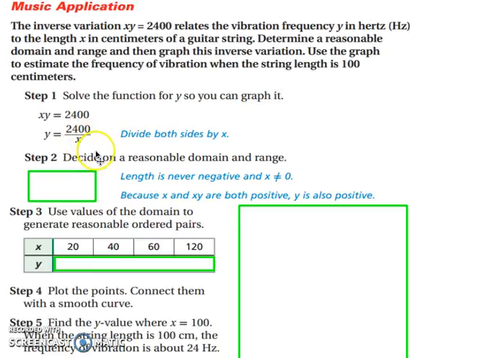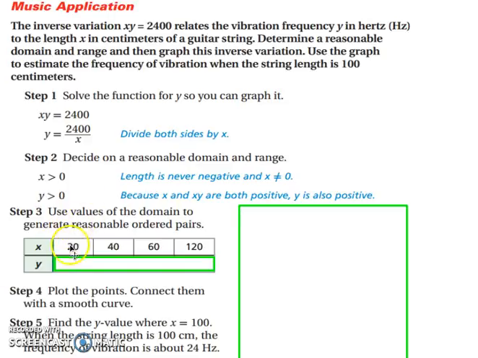Now, we're dealing with a real-world application. You can't have a negative length for a string, and when they're both going to be positive, so is the y value. So our x and y values both are going to be greater than 0. So we only need quadrant 1.